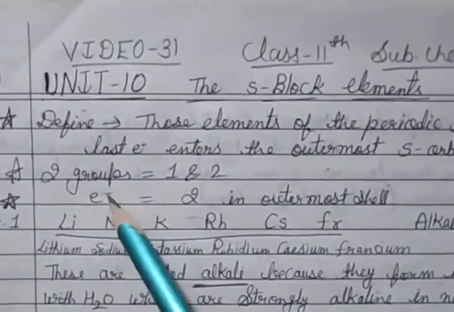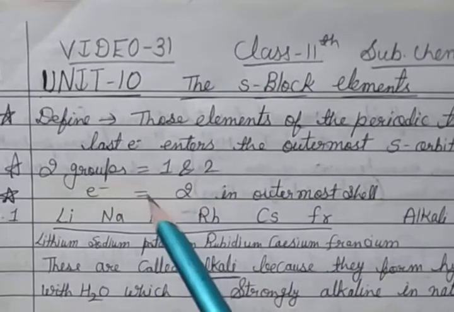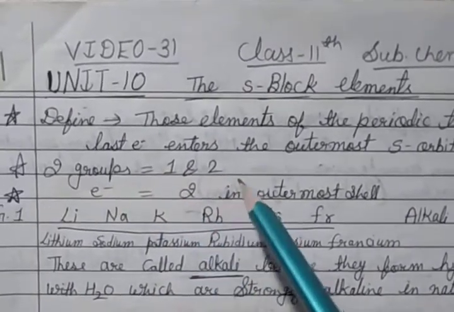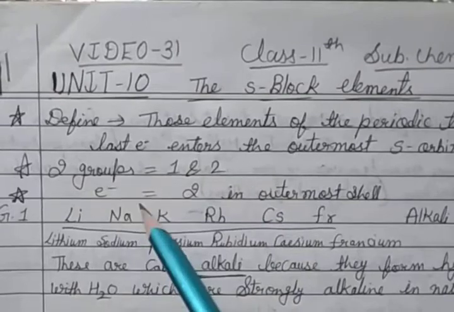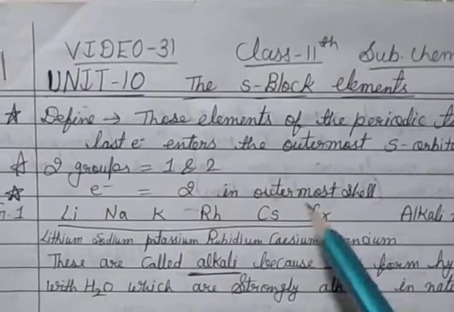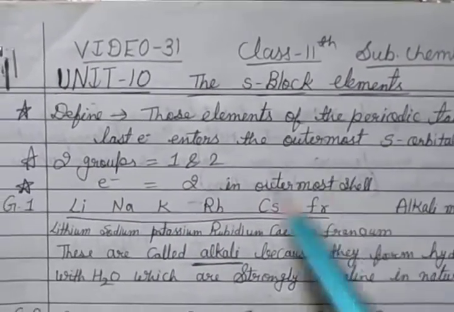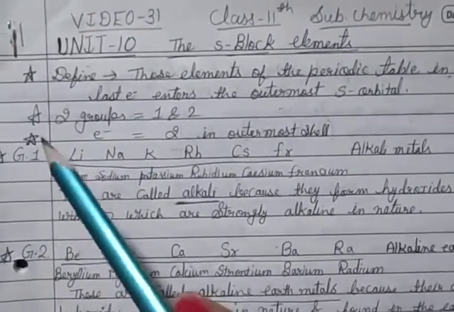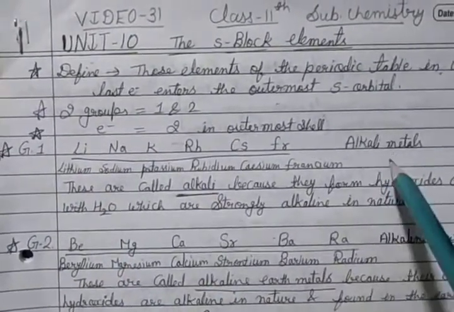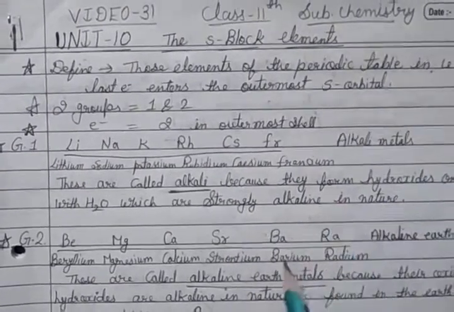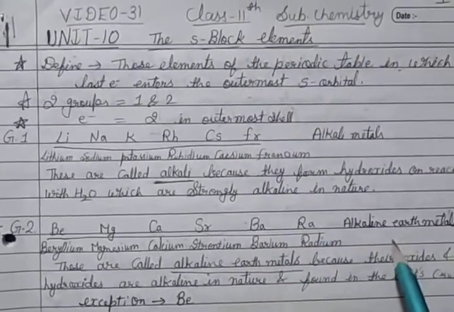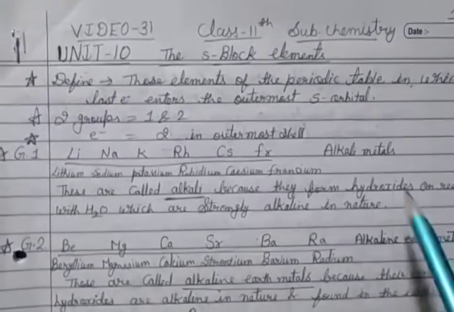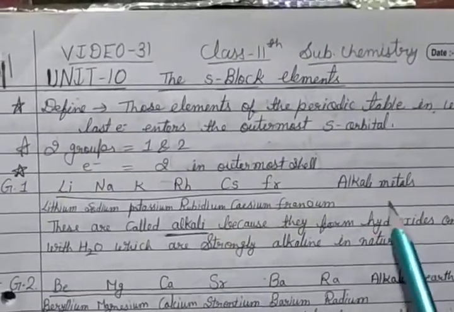S block elements have two groups, first and second, with electrons in the outermost shell. So group 1 and group 2. The first group is known as alkali metals and the second group is known as alkaline earth metals. Group 1 is the alkali metals.